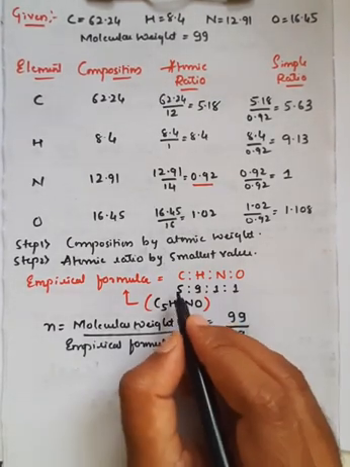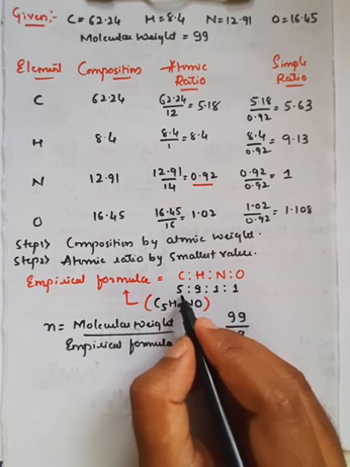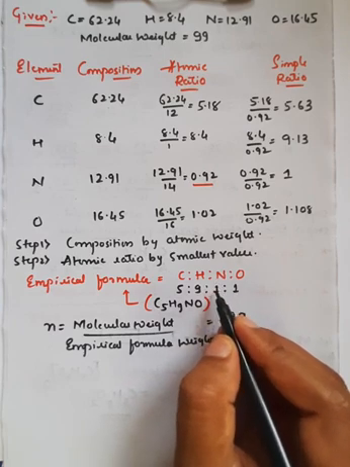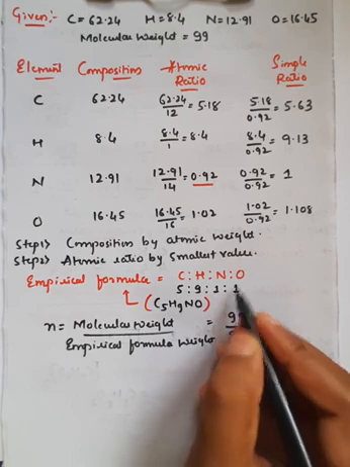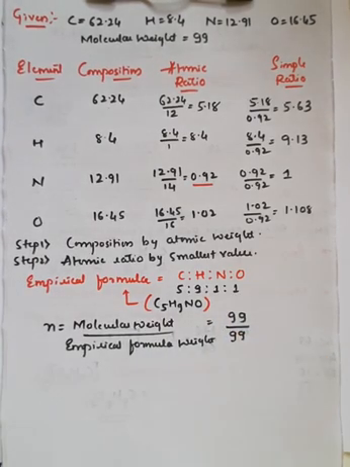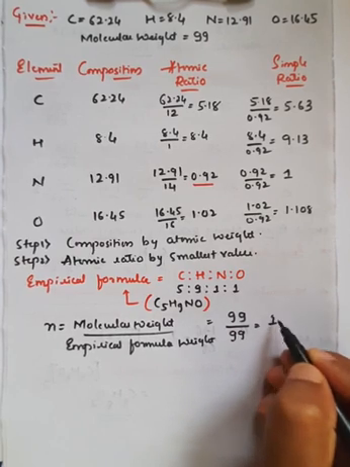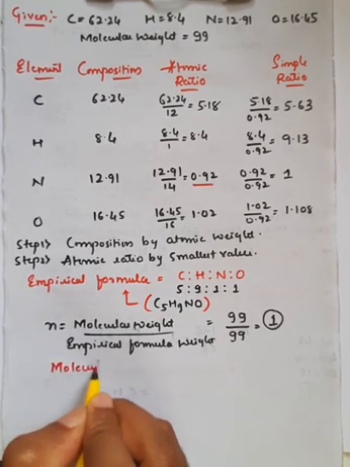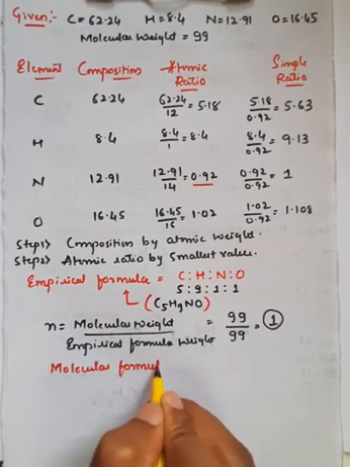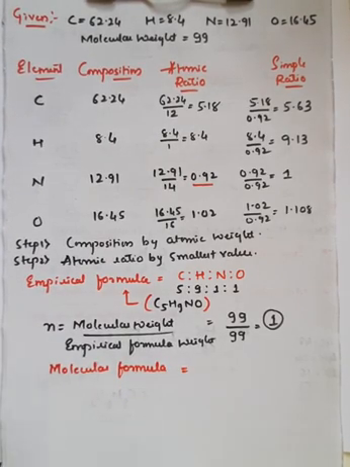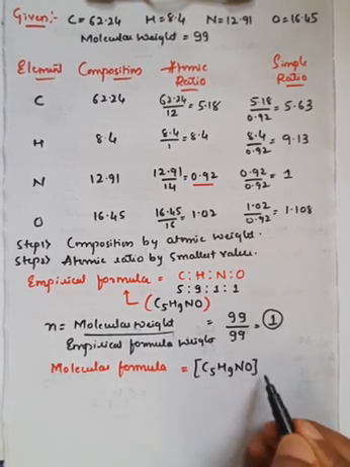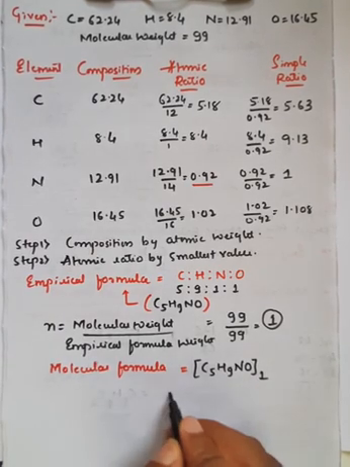I am writing here. The weight of carbon is 12 into 5, weight of hydrogen is 1 into 9, weight of nitrogen is 14 into 1, weight of oxygen is 16 into 1. The total weight will be 99. Therefore 99 divided by 99 is equal to 1. So this is the n value. This is multiplied in terms of molecular formula. Therefore molecular formula is equal to the empirical formula C5H9NO into the n value.